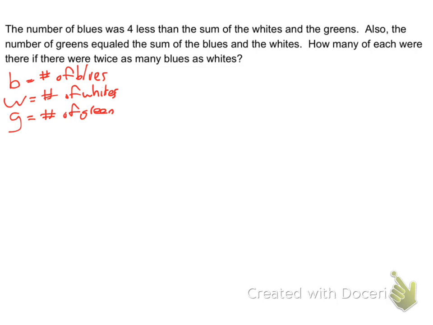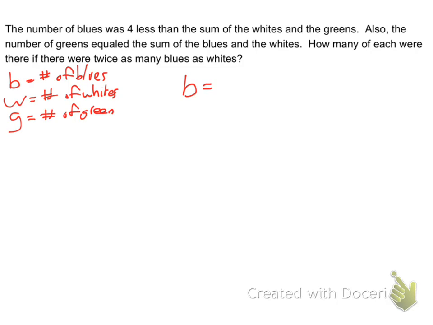The number of blues is, or was, so B equals 4 less than something. And that something is the sum of whites and greens. What does that mean? Would it be 4 times WG? No, that would be multiplied. WG minus 4 is not correct. So either it would be 4 and then the less than sign, GW? What does the sum mean, guys? To add them together. Add them.